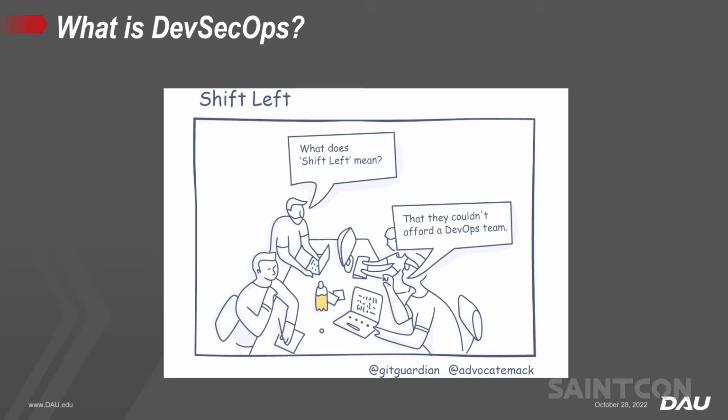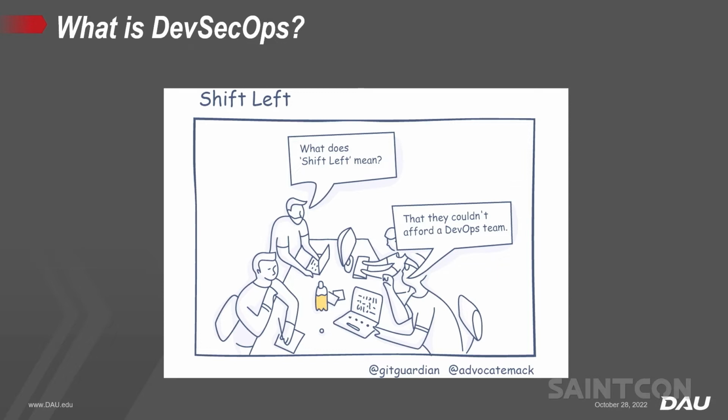This is a comic I like that deals with shift left. Shift left is a term that's often used and heard, that we need to shift security left within DevOps to make it DevSecOps and everything else. But what does that really mean? As this comic goes, they couldn't afford a DevOps team. There's a lot of accuracy in that, because DevOps should have already included security and a lot of other aspects if they do it right. There shouldn't need to be a term of DevSecOps to begin with. It's kind of a misnomer.